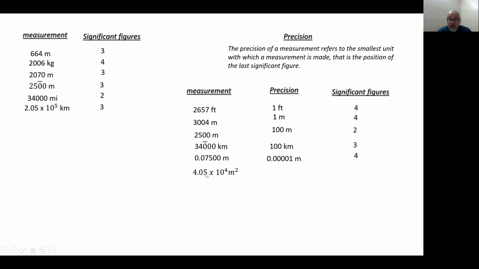Again, this is going to be the precision. So it's going to be 0.01 times 10 to the 4 square meters. Or if we multiply, we can get 100 square meters. The precision, significant figures, so we have 3. Okay, that's the way we work with precision and significant figures.